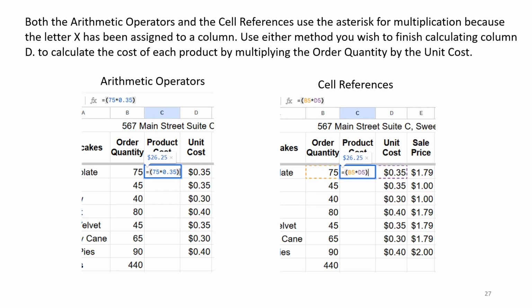Both the arithmetic operators and the cell references use the asterisk for multiplication because the letter X has been assigned to a column. Use either method you wish to finish calculating column D to calculate the cost of each product by multiplying the order quantity by the unit quantity.